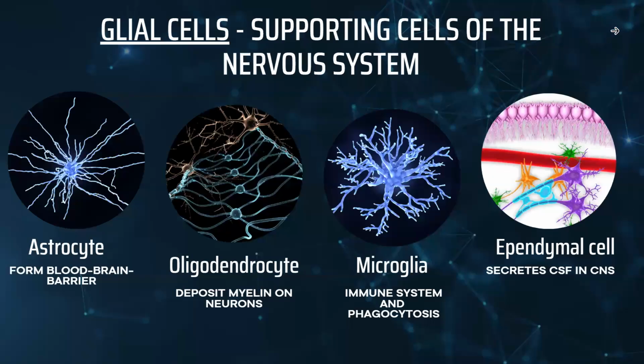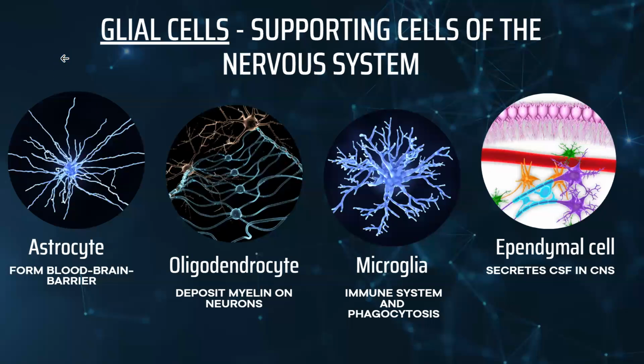The other cells that we're going to talk about are our glial cells. Sometimes you'll see these written as neuroglial cells or just glial cells, and these are our support cells. Our neurons themselves are conducting action potentials, those nerve impulses, and these other cells are here for support. So our first one is an astrocyte.